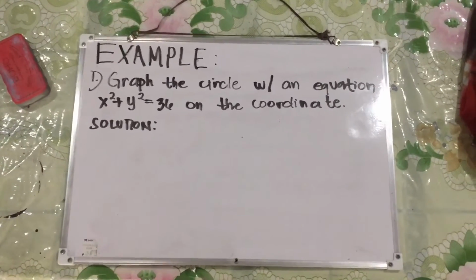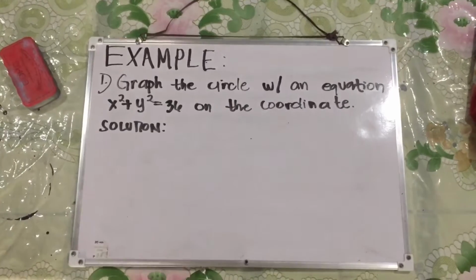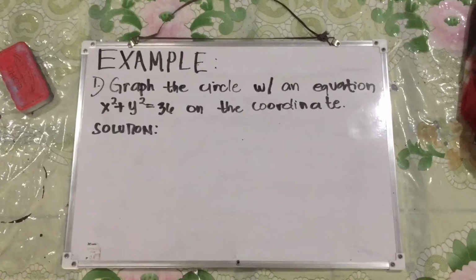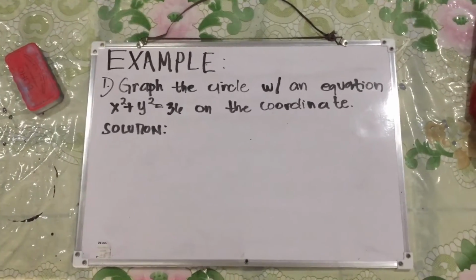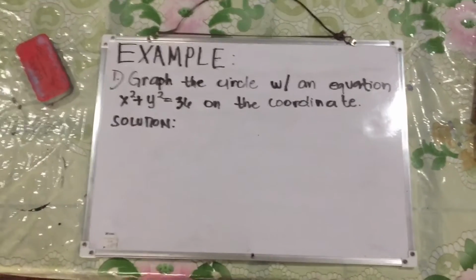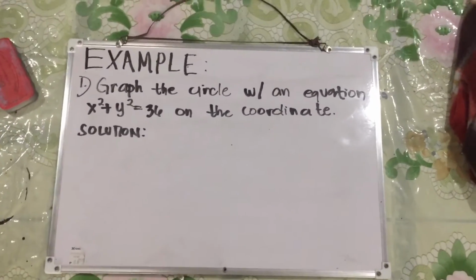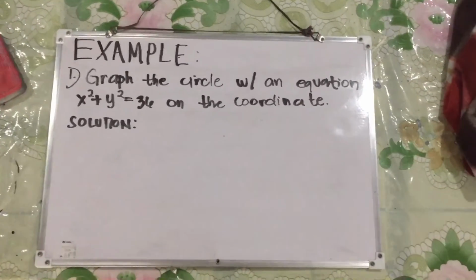Since we already know how to find the center of the circle and the radius, we can now graph the circle on the coordinate plane. In order to graph a circle, all we need are the rightmost, leftmost, topmost, and bottommost points of the circle on the coordinate plane. So let's start with example number 1. Graph the circle with equation x² + y² = 36 on the coordinate plane.